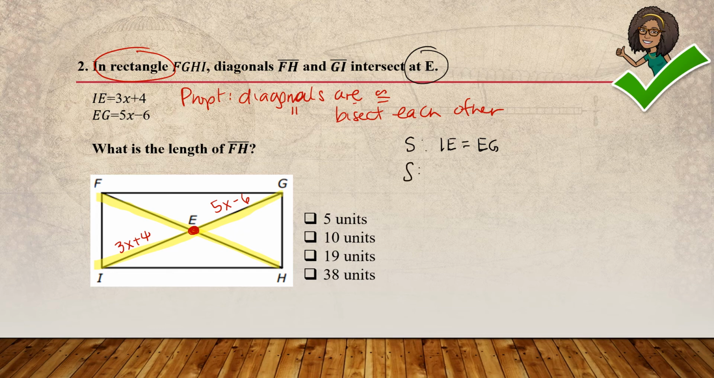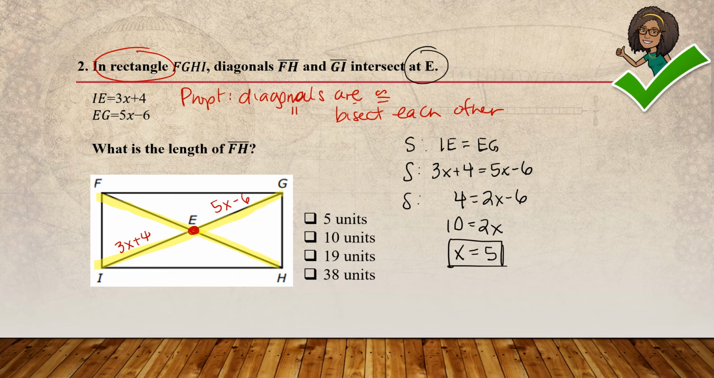So we're just going to plug in what they have, 3x plus 4, that's equal to 5x minus 6. And then now we're just going to solve. So I'm going to bring that 3x over, so that means I have 2x minus 6. I'm going to bring that 6 over, so I have 10 equals 2x. And then when I divide both sides by 2, I get 5. So x is equal to 5.